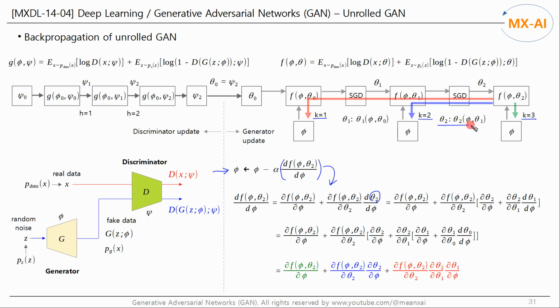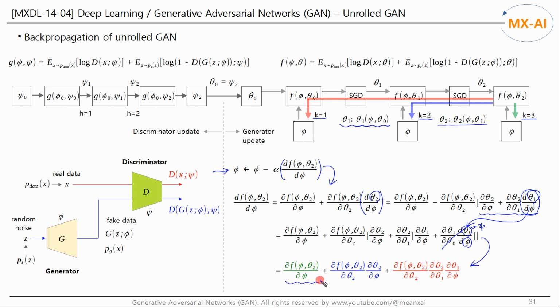Here, theta 2 is a function of phi and theta 1. So the total derivative of theta 2 with respect to phi can be written as follows. Since theta 1 is a function of phi and theta 0, the total derivative of theta 1 with respect to phi can also be written as follows. Theta 0 is psi, which is independent of phi, so this term is 0. Rearranging this equation, we get the following expression.